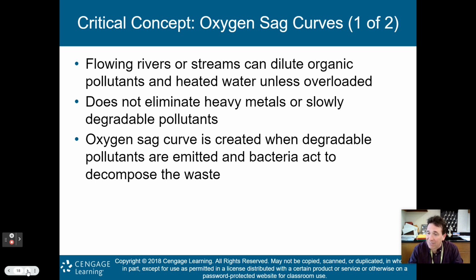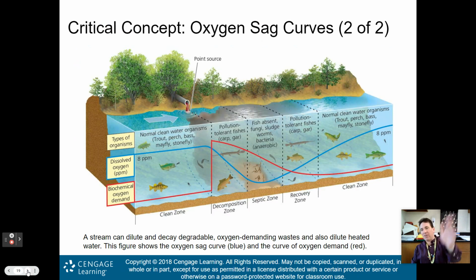So they can, again, the ecosystem services, they can basically clean themselves, but if they're overloaded, they can't. This does not eliminate heavy metals or slowly degradable pollutants. Oxygen sag curve is created when degradable pollutants are emitted and bacteria act to decompose the waste. So you need to have an understanding of what this oxygen sag curve means.